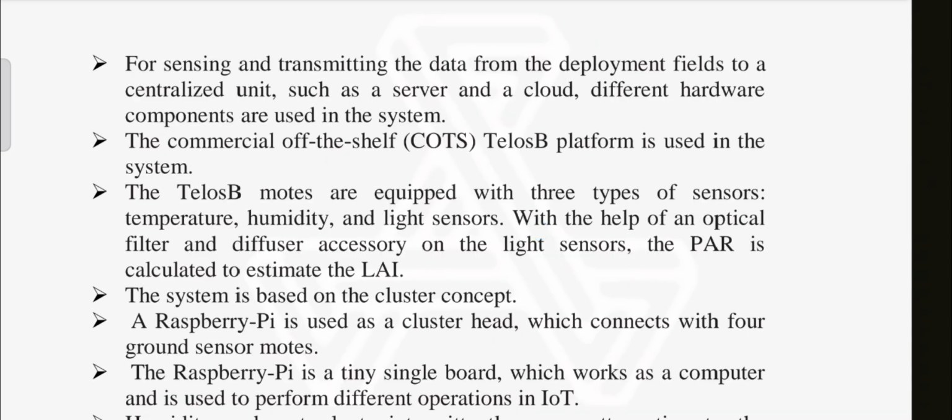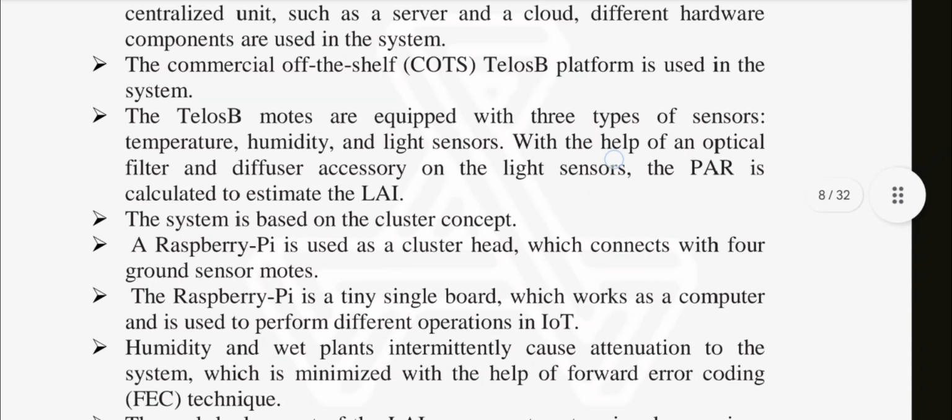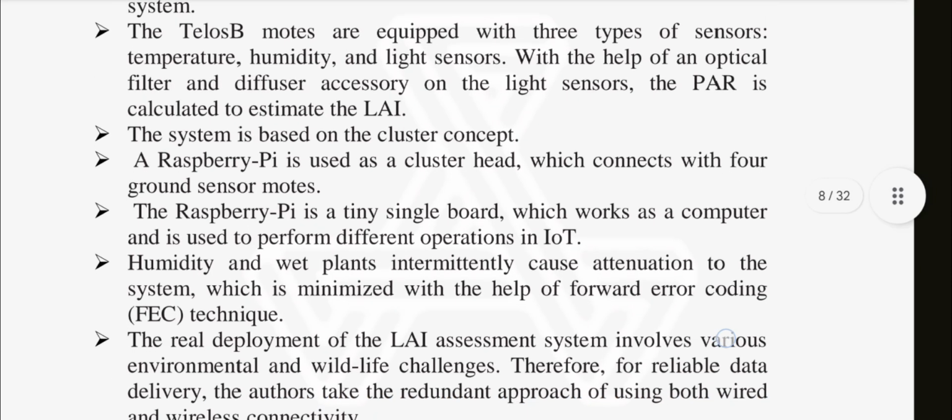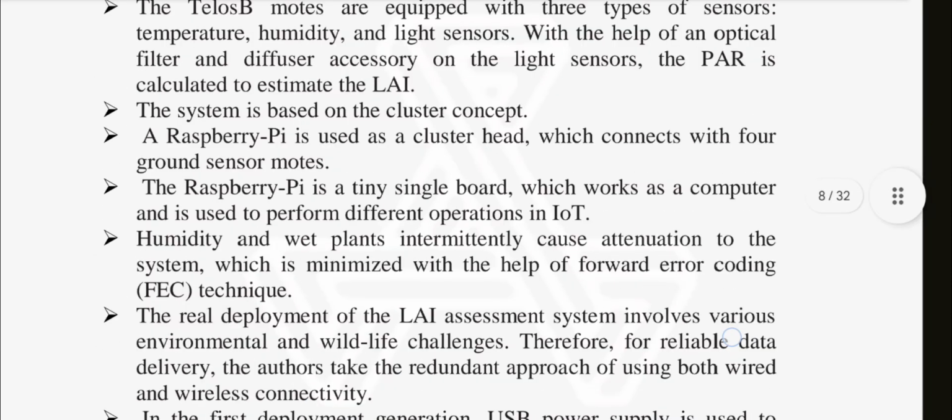For sensing and transmitting the data from the deployment fields to the centralized units such as a server and a cloud, different hardware components are used in the system. The commercial off-the-shelf (COTS) Telosb platform is used in the system. The Telosb motes are equipped with three types of sensors: temperature, humidity, and light sensors, with the help of an optical filter and diffuser accessory.